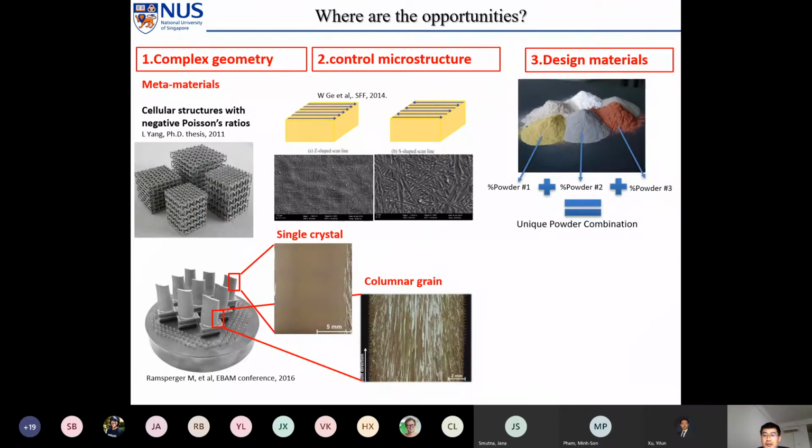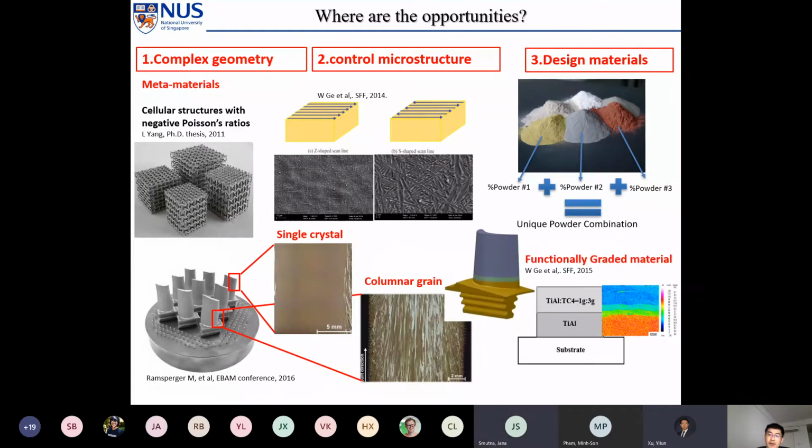Like we can mix elemental powders to get a unique powder combination, and we can also change the composition layer by layer, point by point. Then we can get functionally graded materials. This result was actually done by my previous group in China. They used an electron beam additive manufacturing process. At the bottom it's titanium aluminum, and then gradually they change to Ti-6Al-4V. Okay.